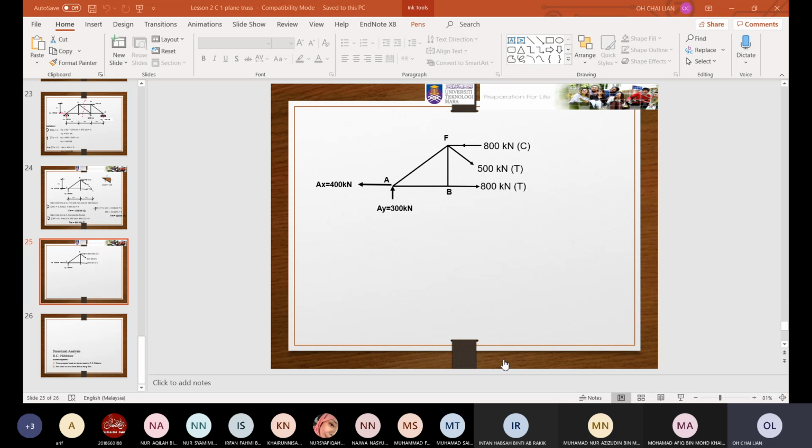So if you're okay, I'm going to start my today's lecture. Okay, it will also be on the truss analysis, but to determine the deformation. Okay, can I continue? Yes. Okay, so be patient.